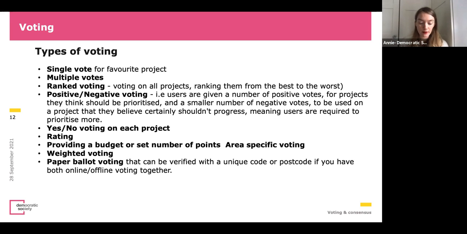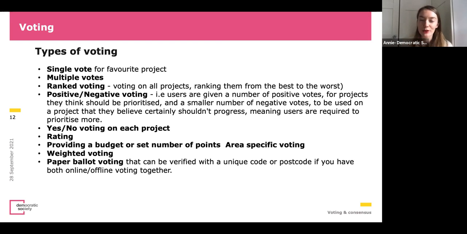Basically, participants are given a small number of positive votes to vote for projects, and then a smaller number of negative votes for projects that shouldn't progress. So again, it's getting them to consider pros and cons for each proposal. It's not just their favourite project. They're thinking about others' ideas as well. And similar to yes and no, that can be done quite similarly. You're just going yes, no, and it's quite simple for people to understand that one as well.